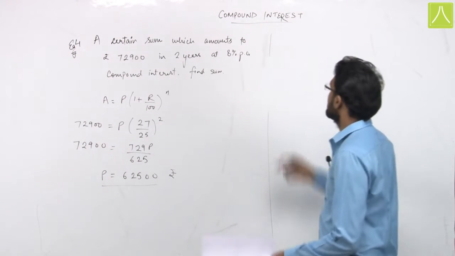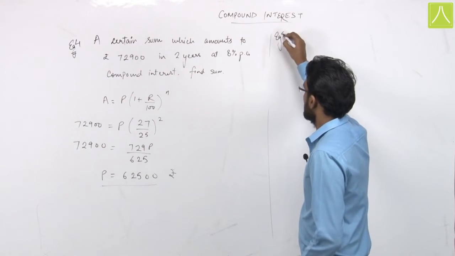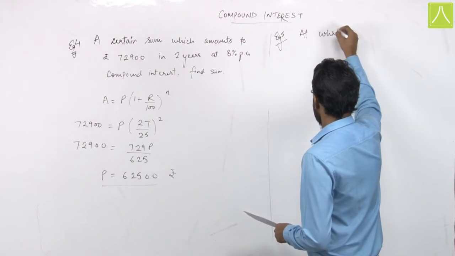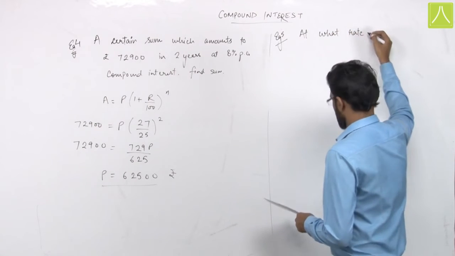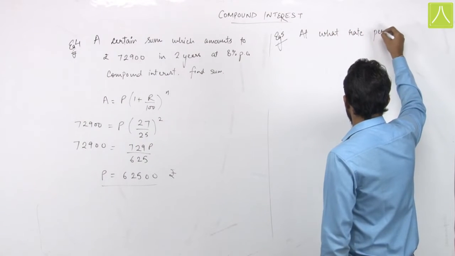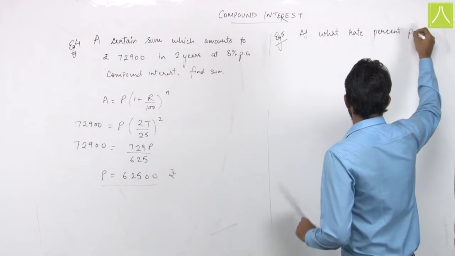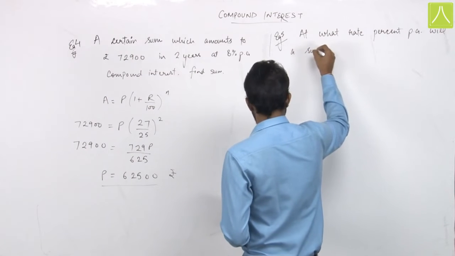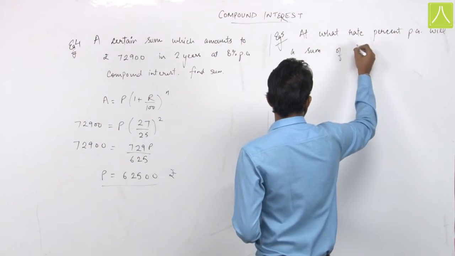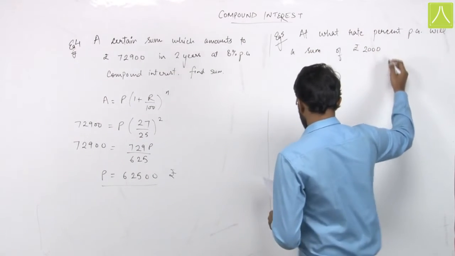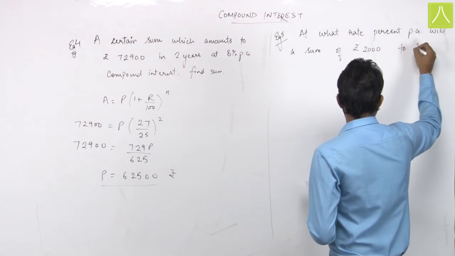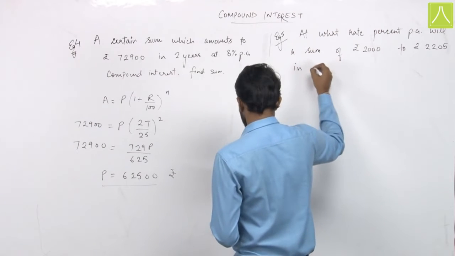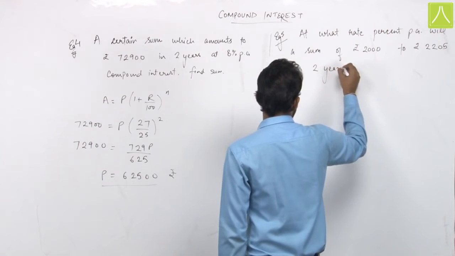Let us see another example. At what rate percent per annum will a sum of rupees 2000 amount to rupees 2205 in 2 years compounded annually?